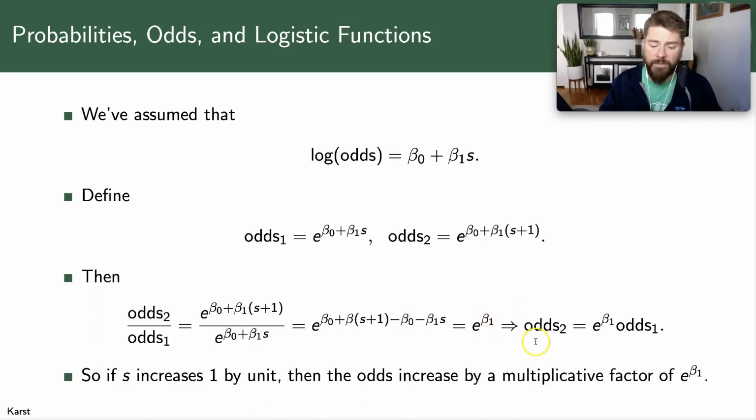And what this is saying, if we rearrange it, is that odds 2 is just e to the beta 1 times odds 1. Another way of saying this is if we increase s by 1, like one more spelling error, then the odds that the message is spam increase by a multiplicative factor of e to the beta 1. My experience as an educator, having done this for a long time, is that that sentence still doesn't make sense. That sentence still doesn't click.